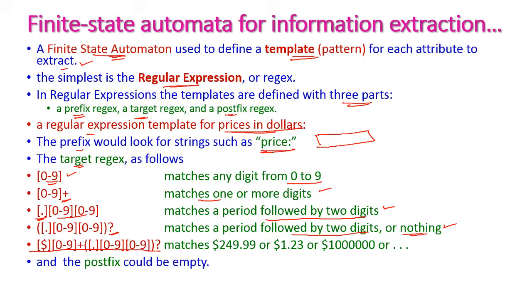Dollar followed by one or more digits and point followed by 2 digits. If 2 digits are there, that will display. If there is no digit, that won't display. For that purpose we have used this question mark. And the postfix is nothing, that will be empty. So this is how we have to give the format for all the attributes.